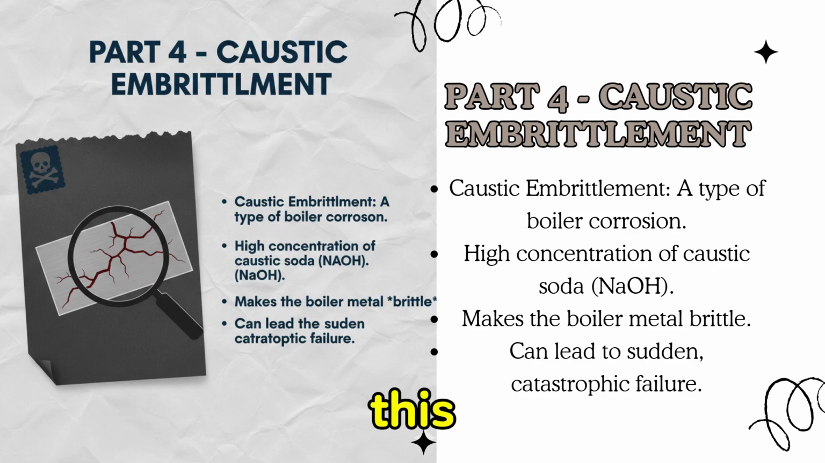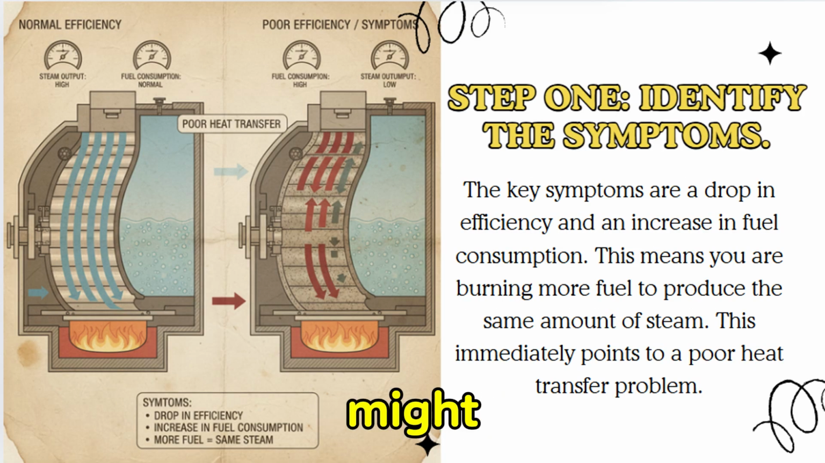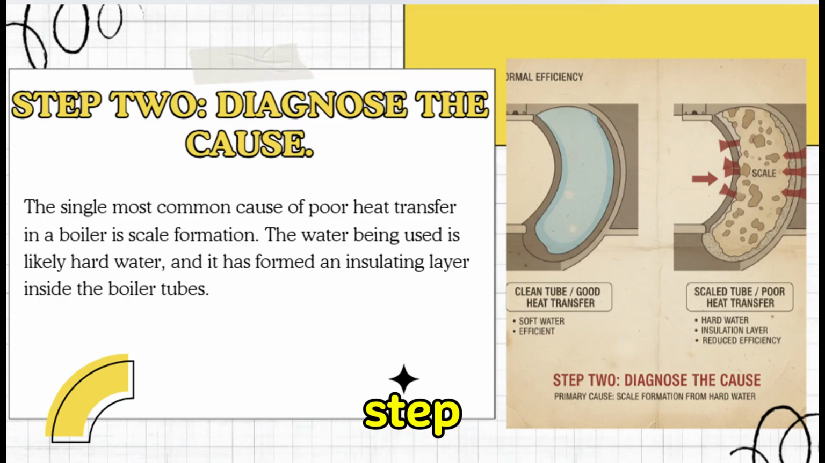Okay, let's put this all together in a practical scenario you might face. Step 1. Identify the symptoms. The key symptoms are a drop in efficiency and an increase in fuel consumption. This means you are burning more fuel to produce the same amount of steam. This immediately points to a poor heat transfer problem. Step 2. Diagnose the cause. The single most common cause of poor heat transfer in a boiler is scale formation. The water being used is likely hard water, and it has formed an insulating layer inside the boiler tubes.